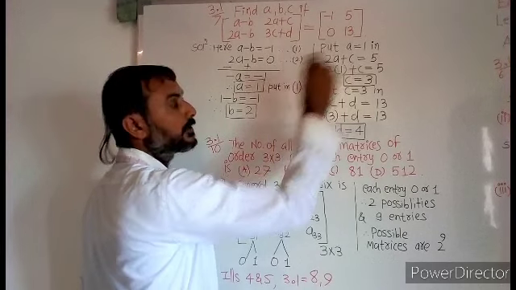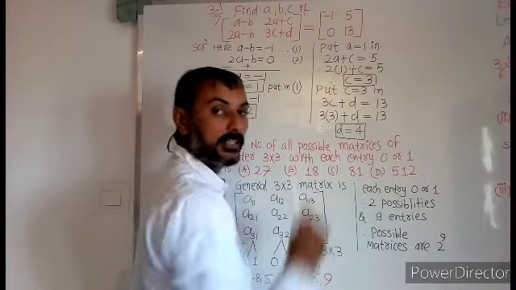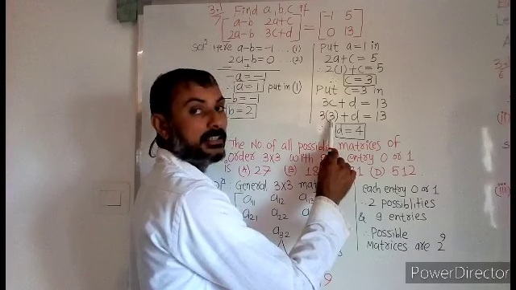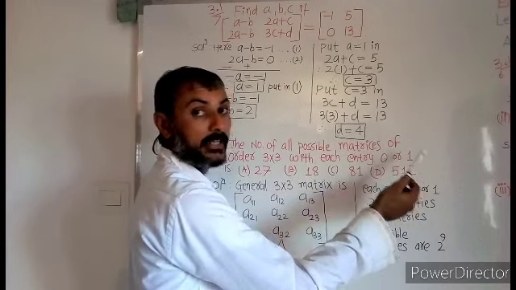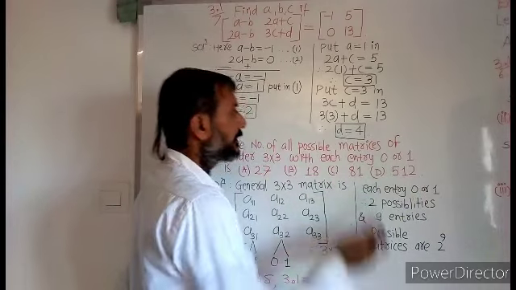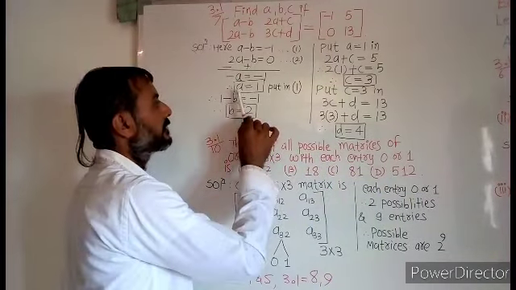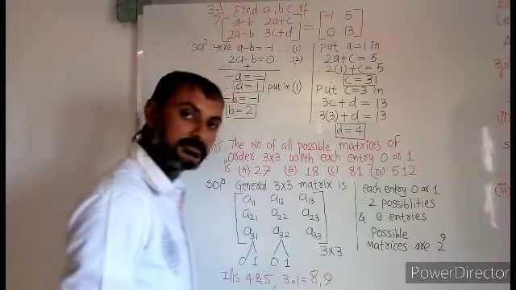Put this c equal to 3 in another equation: 3c plus d equal to 13. C equal to 3, 3 into 3 is 9, plus d equal to 13. Taking 9 to the left side, subtract it from 13. So d equal to 4. In this way, we get a is 1, b is 2, c is 3, d is 4.